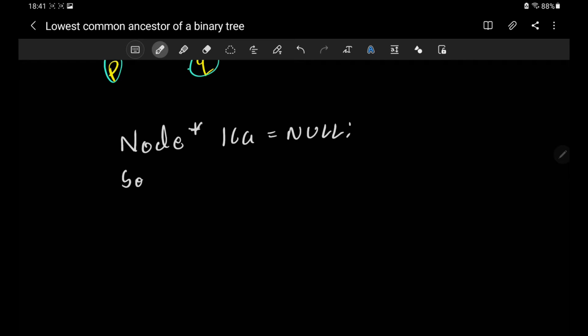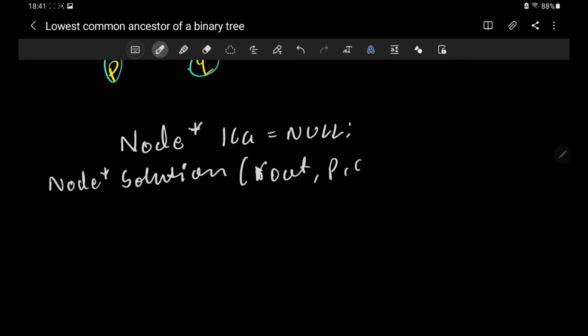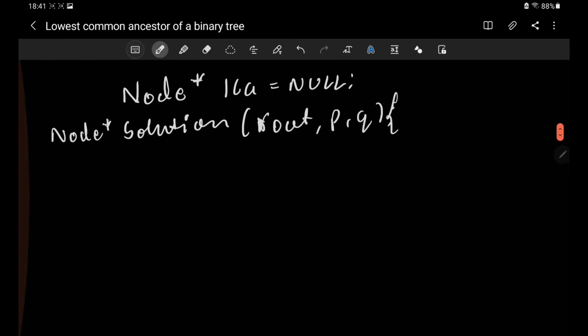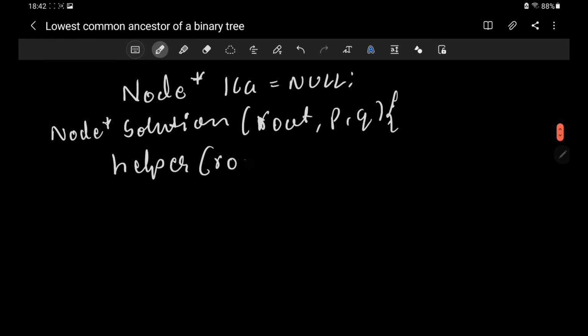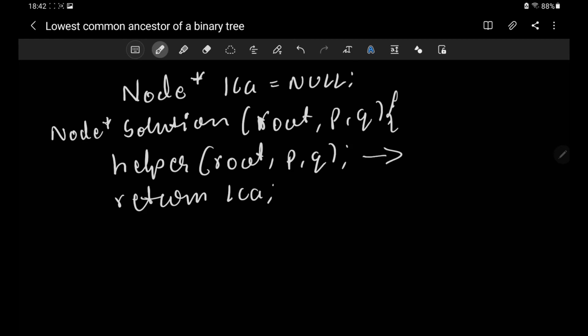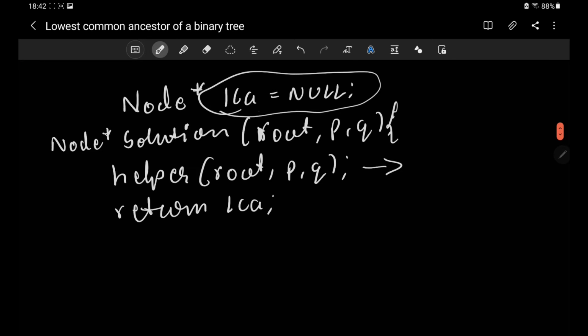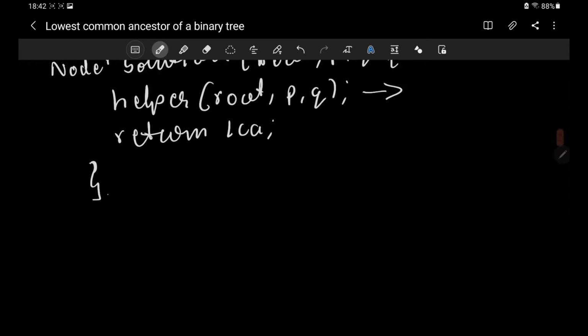Then this is the solution which will have to return a node star. It will take a root and 2 pointers P and Q. What I'll do here is I'll just have a helper function which will solve the problem recursively, because coming to trees, every problem can be solved very easily by thinking in terms of recursion. Helper function which will take root, P and Q, and I'll return LCA because I'm relying on this helper function to find the LCA. So let's define this helper function now.